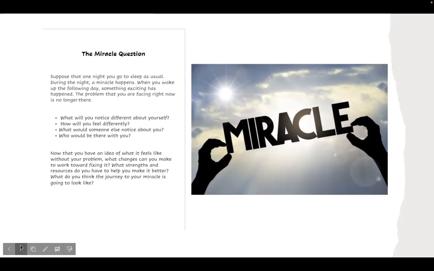Now that you have an idea of what it feels like without your problem, what changes can you make towards fixing it? What strengths and resources do you have to help you make it better? What do you think the journey to your miracle is going to look like? In addition to the information just provided, this is the visual example of what the miracle question worksheet will look like. Again, this should be printed prior to your meeting. Once reflection and discussion has subsided, proceed to the next slide.